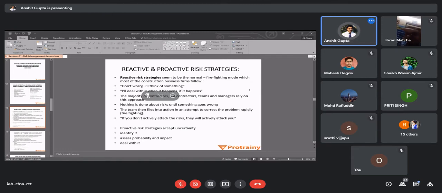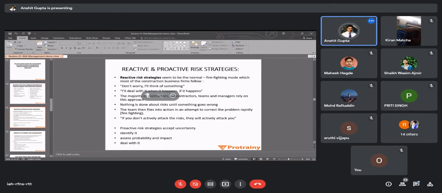What will people generally say? Don't worry, I will think about something, I will deal with it when it happens, if it happens, because obviously there is a probability. We are not sure that this risk will happen. So people will say that I will deal with it whenever it happens, if it happens. The majority of contractors, subcontractors, teams, and even their managers rely upon this firefighting approach. Nothing is done about risk until something actually goes wrong at their side.